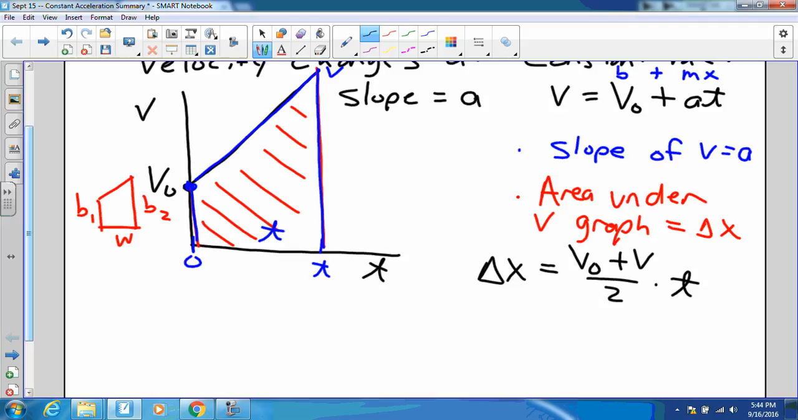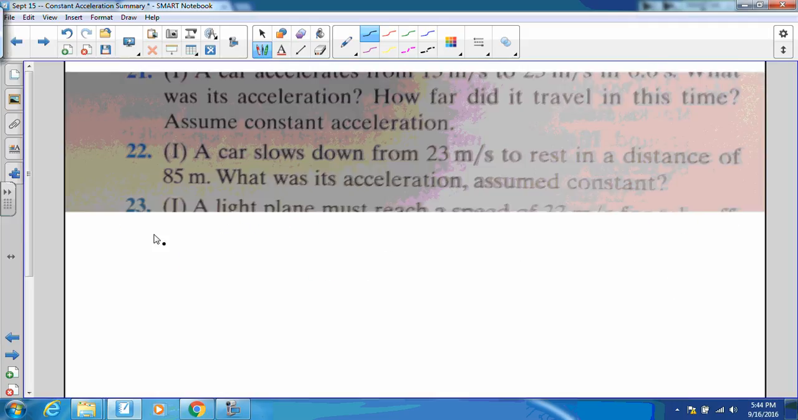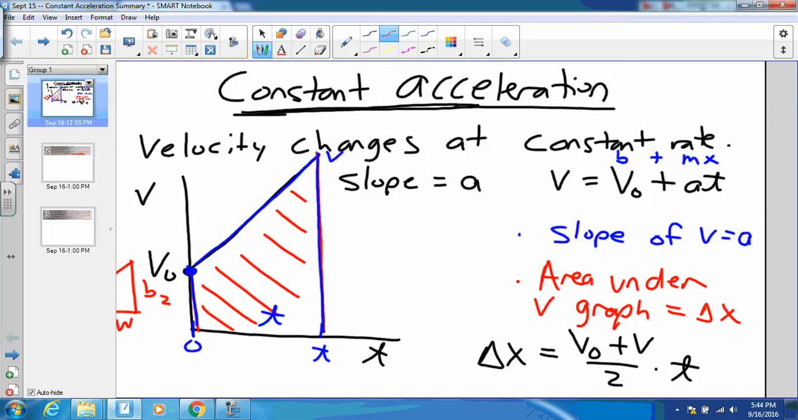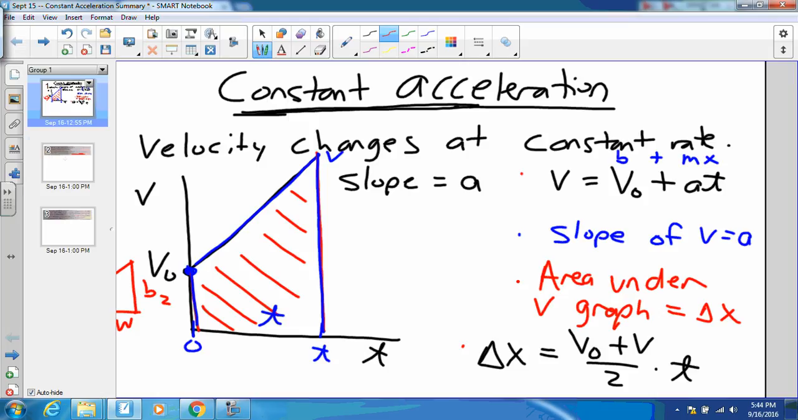And what I'd like to do now is to show you how these equations would be used to solve a problem. So let's take a look at number 22 in your book here. The car slows down from 23 meters per second to rest in a distance of 85 meters. What was its acceleration, assumed constant? Notice here that because I'm assuming constant acceleration, that is the license for me to use these 2 equations of motion as my mathematical model for the problem.